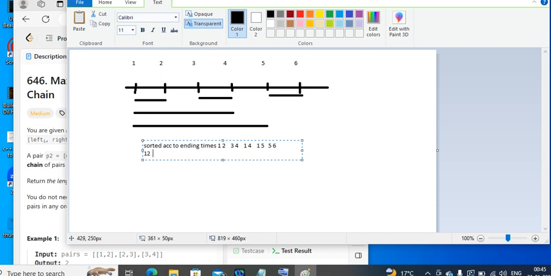Then I would go to 3 4, and I would check, is the 3 more than the 2? Yes, so 3 4 is also a part of the answer. Then I will have to consider this 4. Is this 4 more than 1? No, it's not, right? That means I have encountered an envelope. So I will not consider this as a part of my answer.